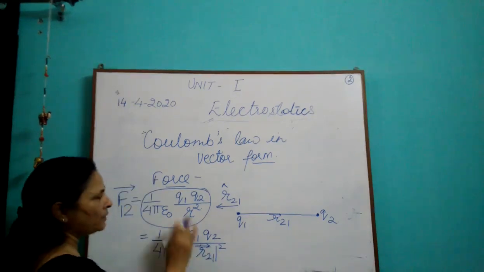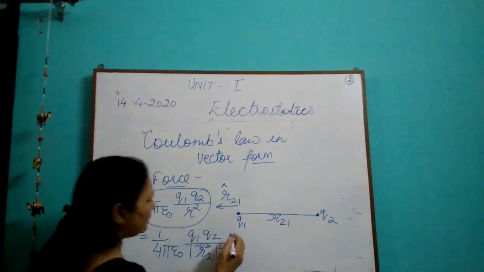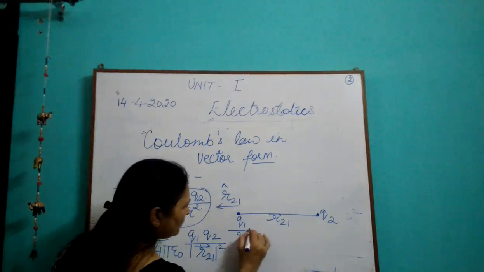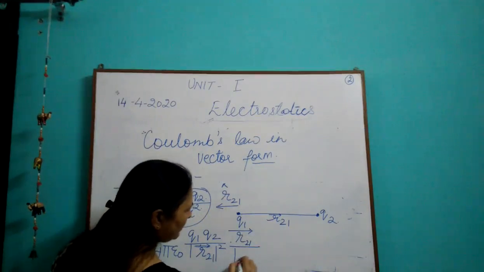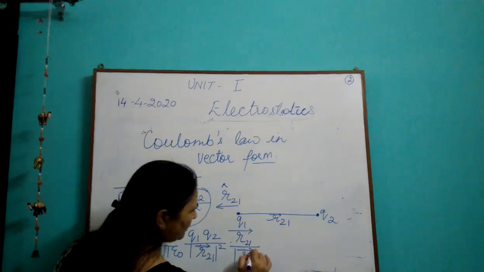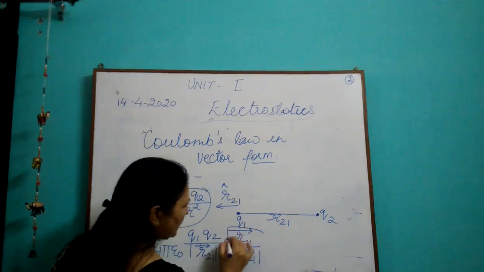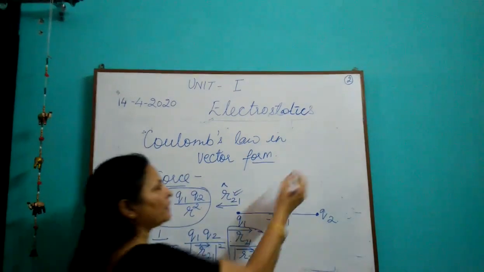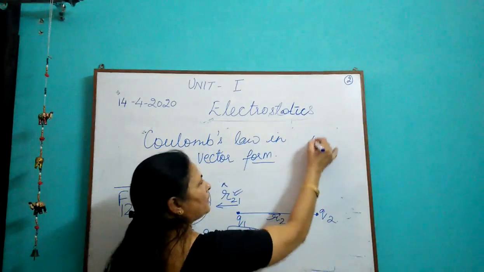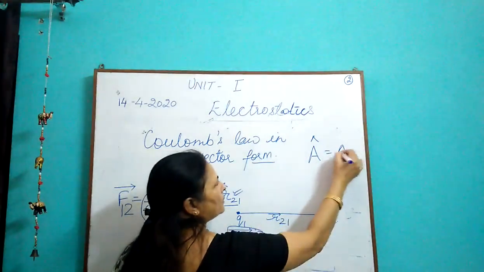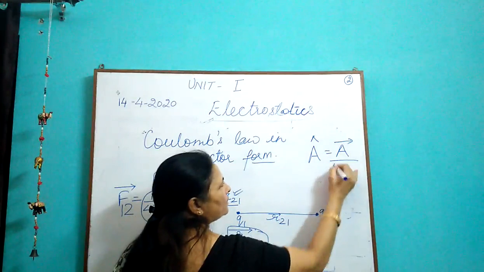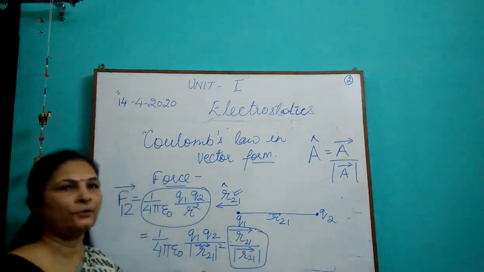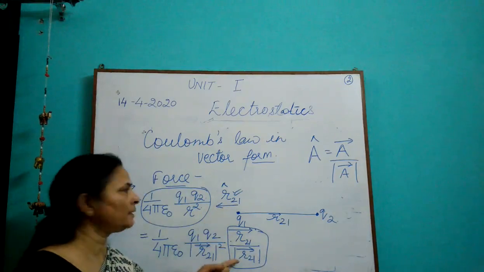Magnitude of R1 will be equal to R itself, as we have done earlier. This can be written as vector R21 divided by magnitude of vector R21. This is an expression for finding out the unit vector. You have done in class 11 that a unit vector A cap can be found out by dividing the vector by its magnitude. So in the same manner we have done it here.